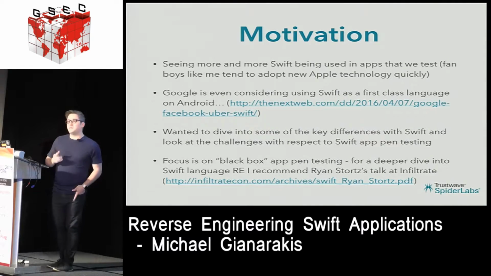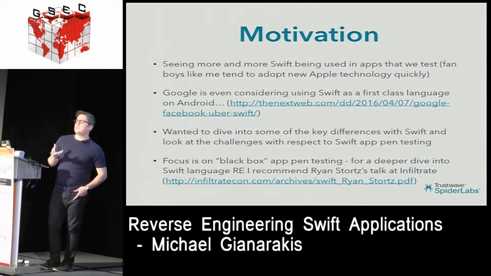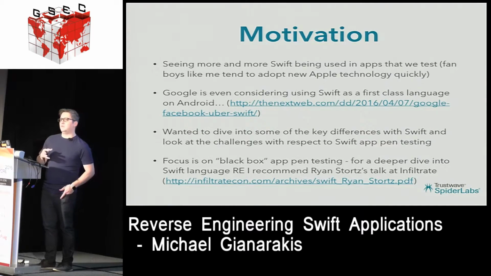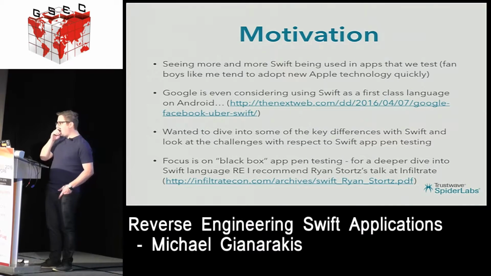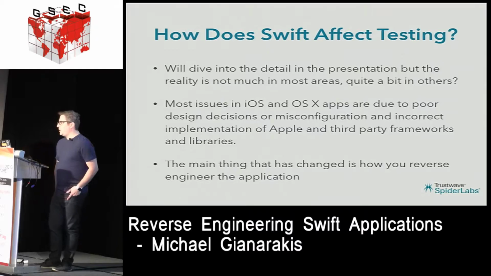I wanted to dive into some of the key differences with Swift and look at the challenges with respect to pen testing Swift apps. So the focus is on black box pen testing of Swift apps. For a more low-level, hardcore RE kind of talk, I recommend a talk that Ryan Stortz did at Infiltrate earlier in the year. It's pretty cool. So how does Swift affect pen testing?